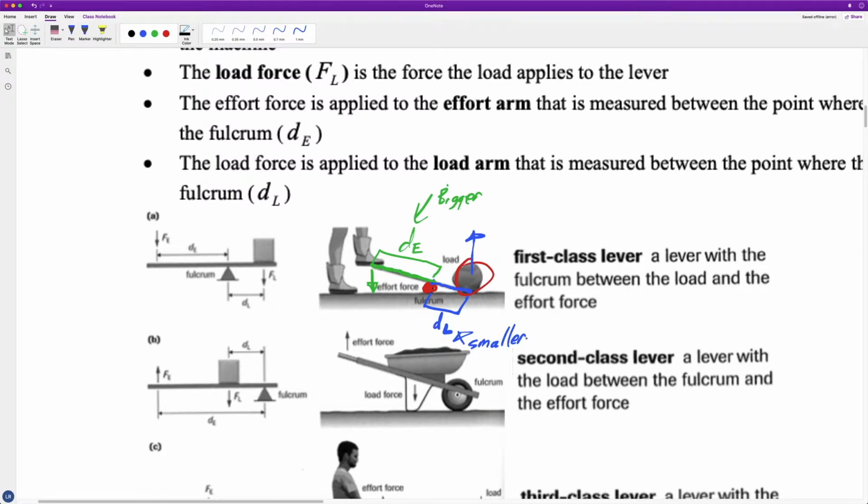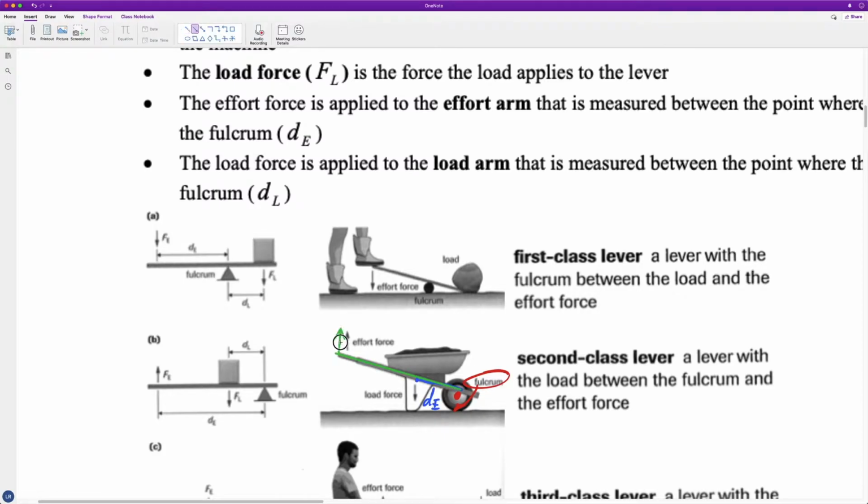We also have something called a second class lever. In a second class lever, our point of rotation, or our fulcrum, is this point right here. The weight of our load is this distance right here. So this would be our DE. And our effort force would be somewhere here.